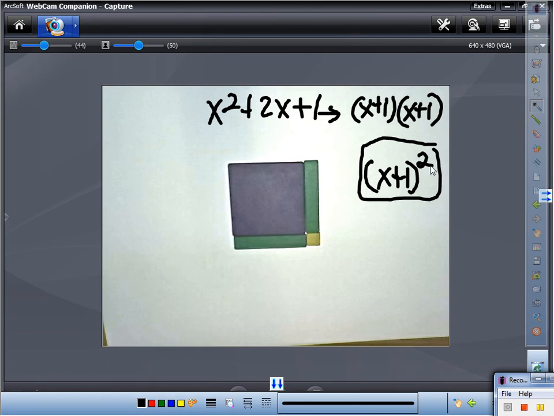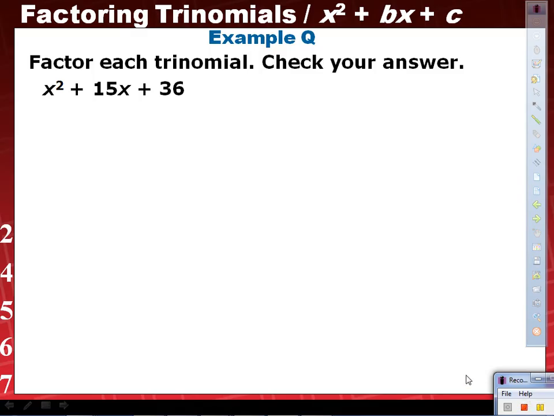Let's go. You got this, yes? Okay, so that was factoring using the area model. Now we're going to move on to factoring using algebra. Yay! Let me pause this. Example S. Copy that, please. It says, factor each trinomial, check your answer. X squared plus 15x plus 36.